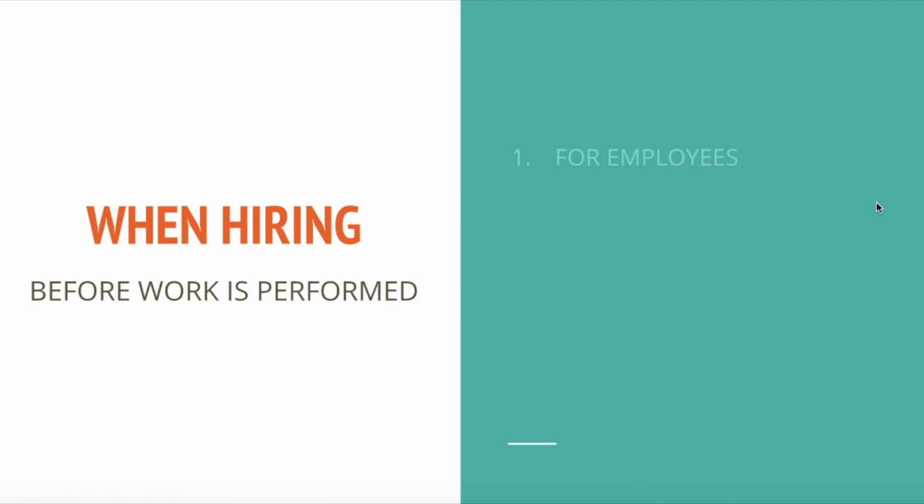So when hiring, before work is actually performed, employees should fill out an I-9, which verifies that they can work in the U.S. The W-4 lets the person choose their number of withholdings, and that determines the amount of income tax that is withheld from their paychecks. 0 means the most is withheld. And with Gusto, they can go into their employee portal at any time and change any of this information.